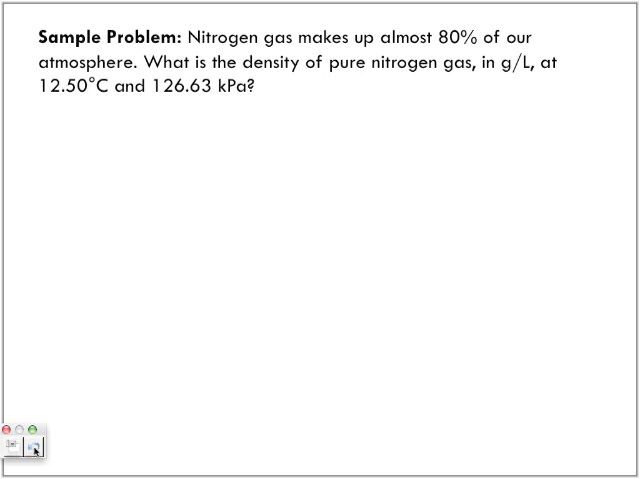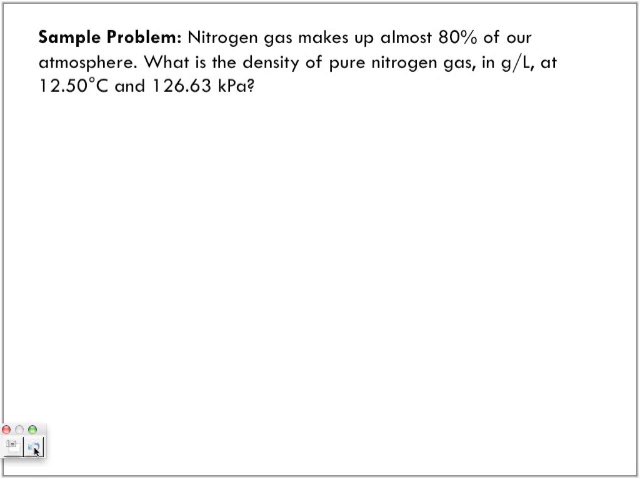So let's look at the first sample problem. Nitrogen gas makes up almost 80% of our atmosphere. What is the density of pure nitrogen gas in grams per liter at 12.50 degrees Celsius and 126.63 kilopascals? So what I want you to do is isolate what your givens are.